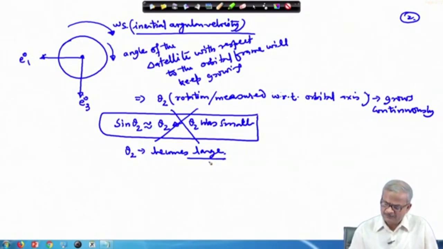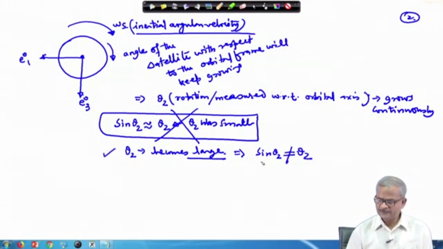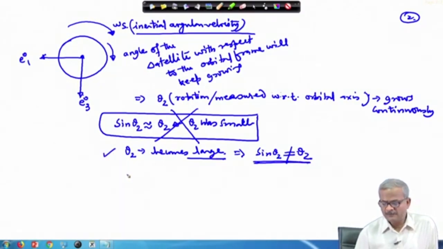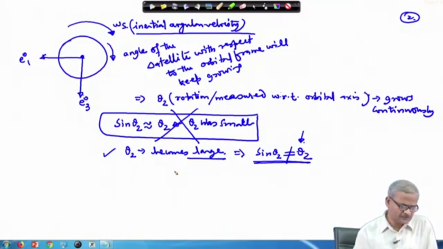And therefore this approximation is not valid, and this implies sin theta 2 will not be equal to theta 2. Because this angle is large, we are not doing this approximation. So this discussion differs from all our previous discussion in that the angle theta 2 will be large, and therefore any approximation we made with respect to theta 2 in the previous discussion is not valid here. We have to take care of this particular issue.